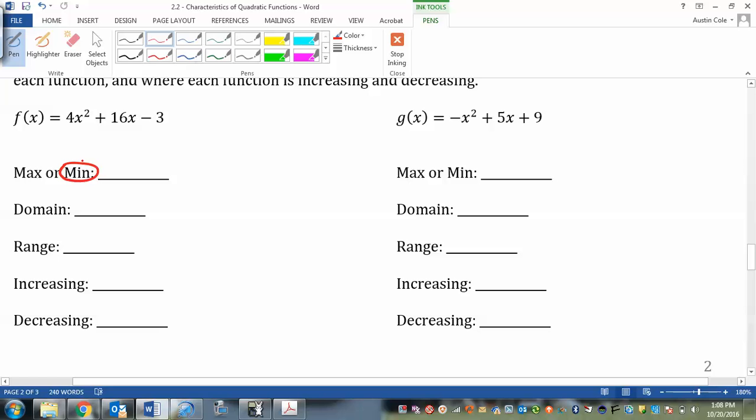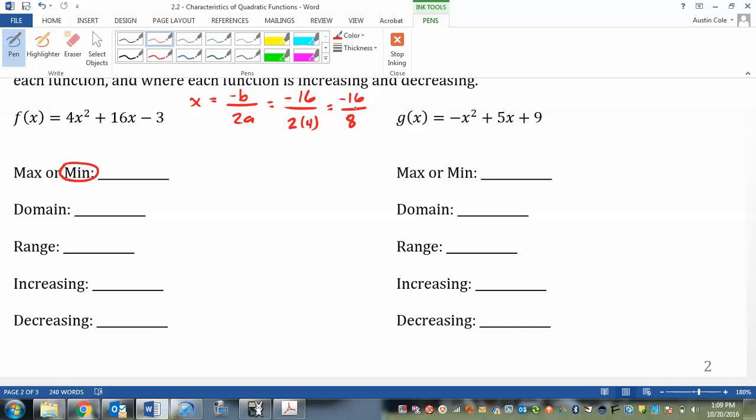Now, to find the minimum, we're going to find the y value of the vertex. So what we need to do first is x equals the opposite of b over 2a. The opposite of my b value is negative 16, divided by 2 times my a value, which is 4. So this is going to be negative 16 over 8, which is negative 2. That tells me my axis of symmetry is at negative 2.